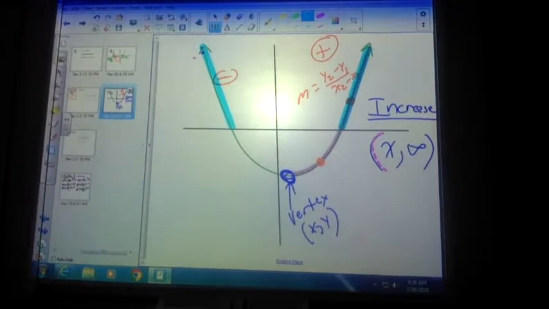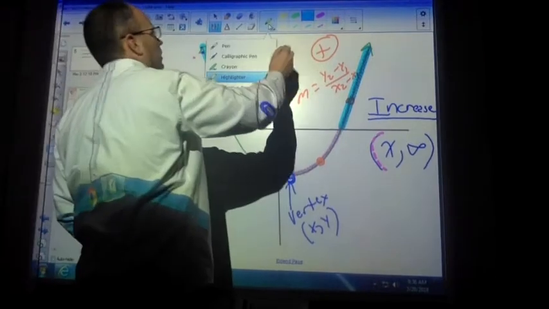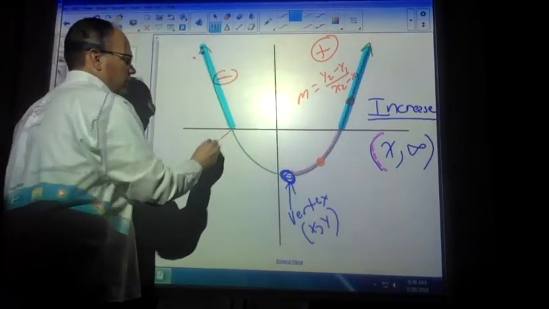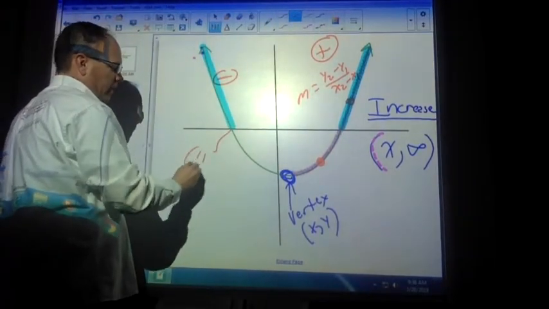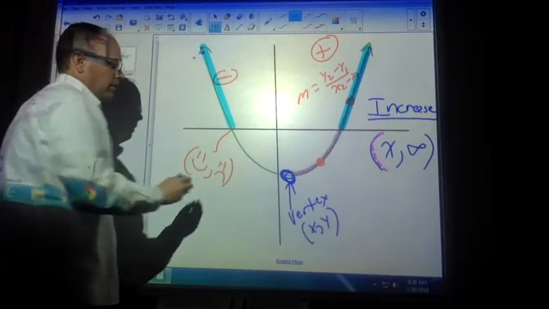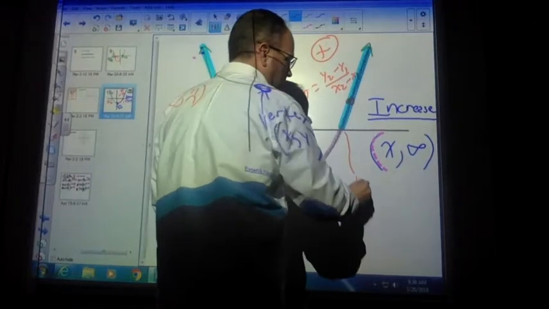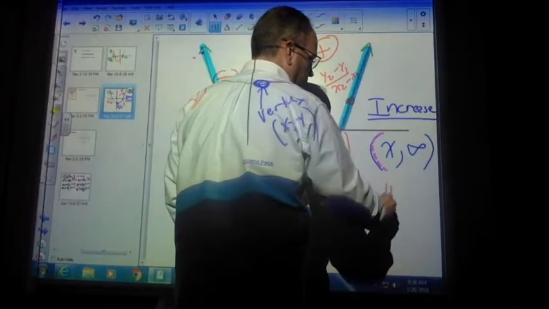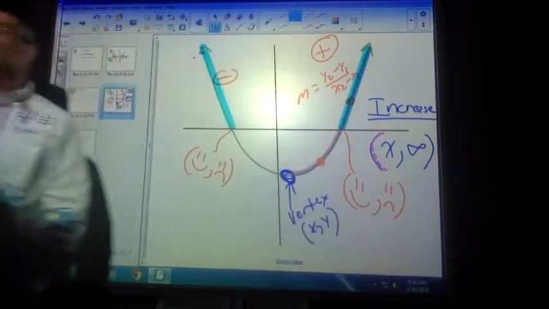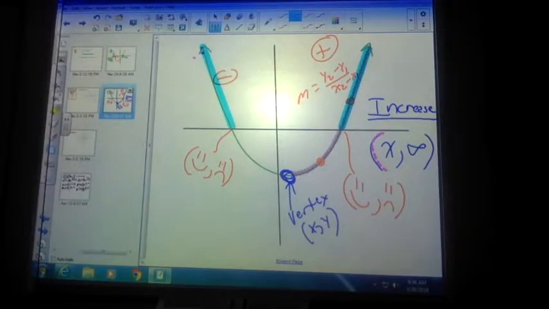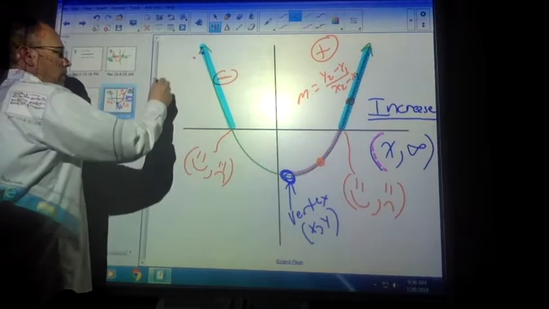So let's just label here. This is some smiley face, frowny face point. Agree? And this is some smiley face, frowny face point. Why am I using those? Well, because I don't know what they are. I'm just identifying them.